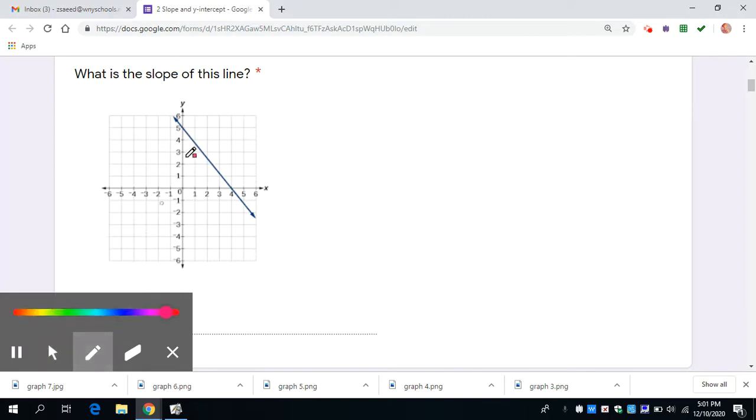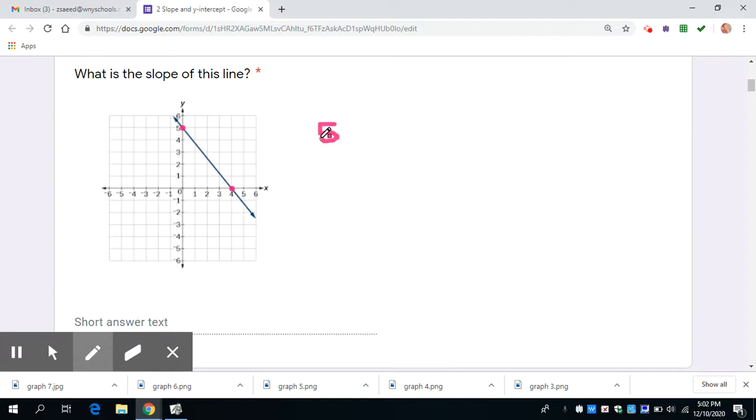Again, you're going to find your 2 points. One point is right here. Another point is right here. So if I count up 1, 2, 3, 4, 5 boxes. So I have 5 over 1, 2, 3, 4. I got 5/4. But again, remember, look at the direction it's going in. It's going towards the left side. So my slope is -5/4.